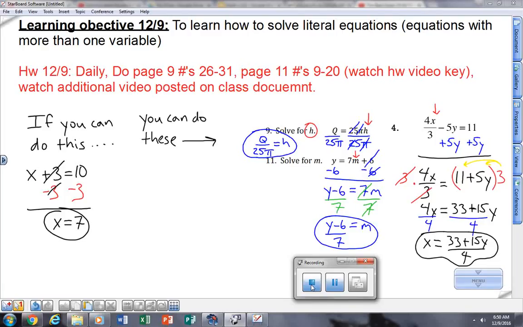All right, today we're going to be solving literal equations. Literal equations are equations that have more than one variable. Even though they look daunting and really tough, the math that you do is exactly the same as the inverse operations that we did yesterday.